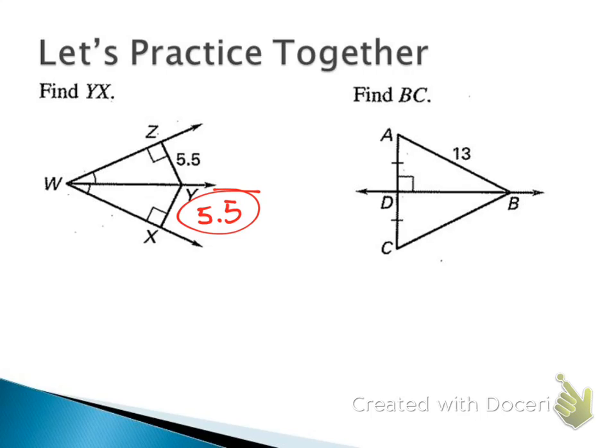All right, same thing over here, except now we have the perpendicular bisector. So if I'm at point B, B is the same distance from A as it is to C. So what is BC?